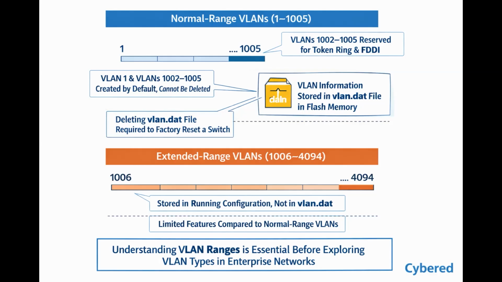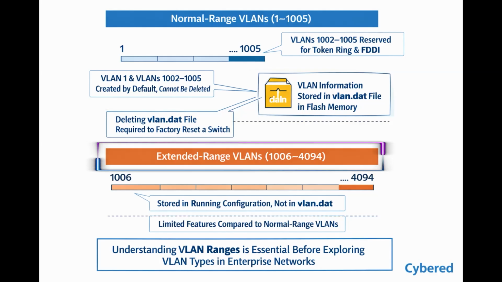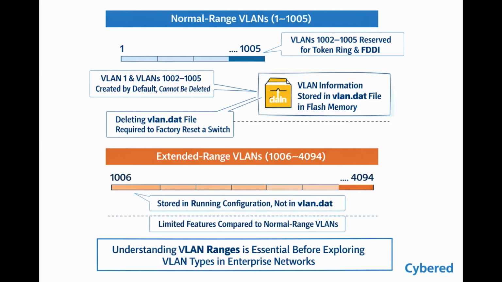So here we have the extended range VLANs. VLAN IDs range from 1006 to 4094. VLAN configurations are not stored in vlan.dat. Configuration is stored in the running config by default, and fewer features are supported compared to normal range VLANs. With an understanding of VLAN ranges, we can now explore the different types of VLANs used in enterprise networks.